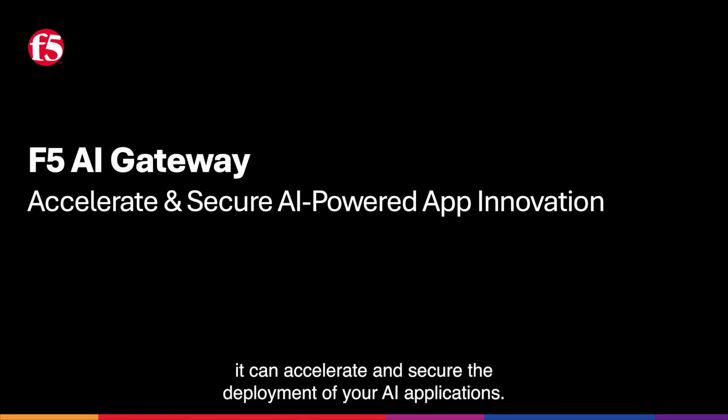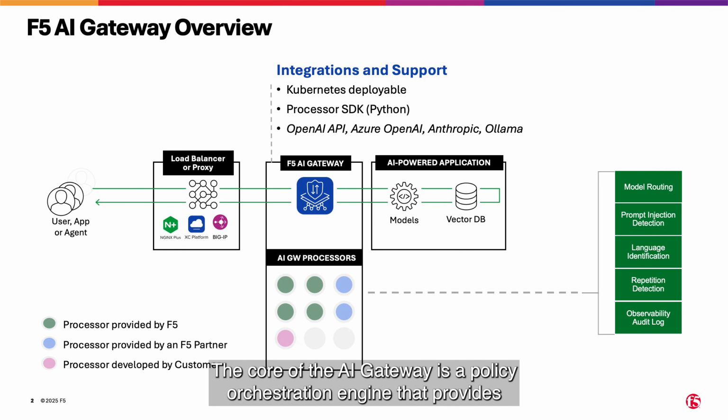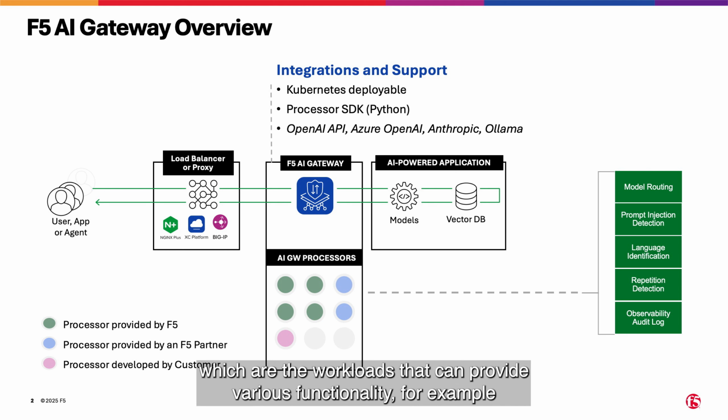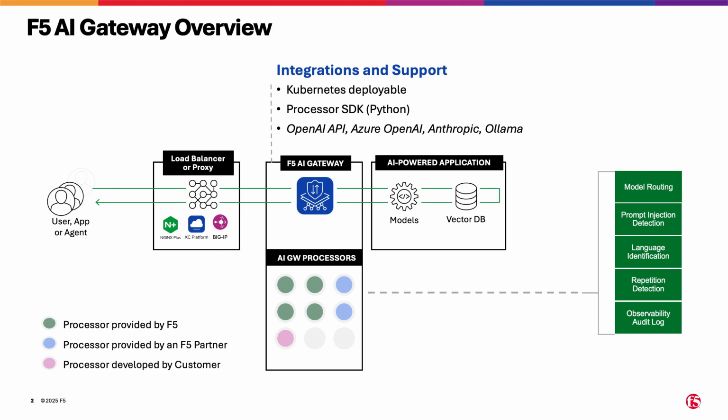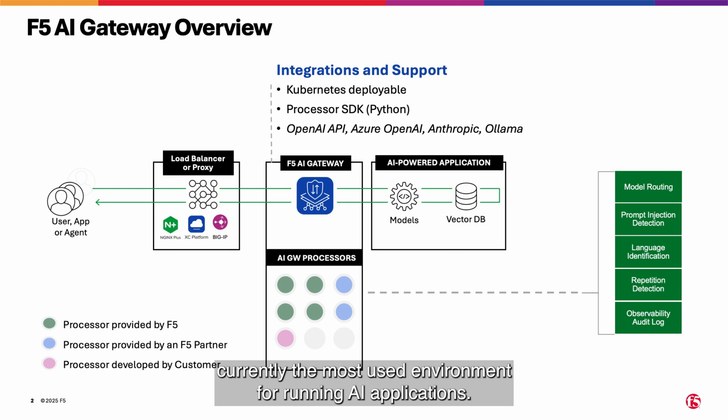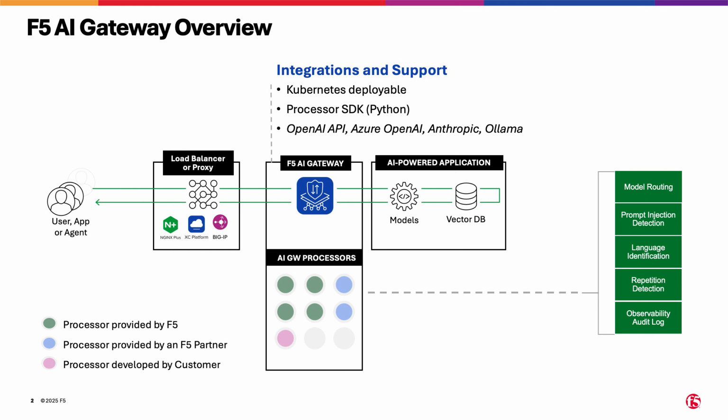Today we will introduce F5 AI Gateway and talk about how it can accelerate and secure the deployment of your AI applications. The core of the AI Gateway is a policy orchestration engine that provides observability and traffic management, complemented by what we call processors, which are the workloads that can provide various functionality, for example, implementing the security controls. It is a Kubernetes native solution, so it is easily deployable in what is currently the most used environment for running AI applications.